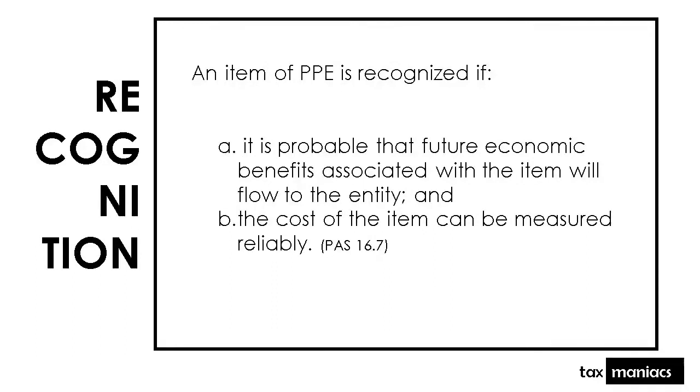Ang isang item ng PPE is recognized kung, una, it is probable that future economic benefit associated with the item will flow to the entity. Since sinabi nga natin kanina, the characteristic of PPE, ito ay tangible asset at alam naman natin, ang isang asset ay magiging asset lamang if it will provide benefit sa atin or the business per se. And dapat, sa pangalawang characteristic, PPE is used in the business. And lastly, ang cost of the item can be measured reliably.